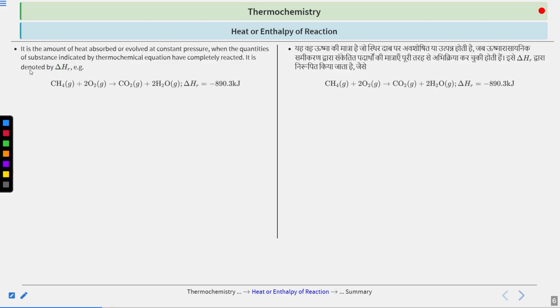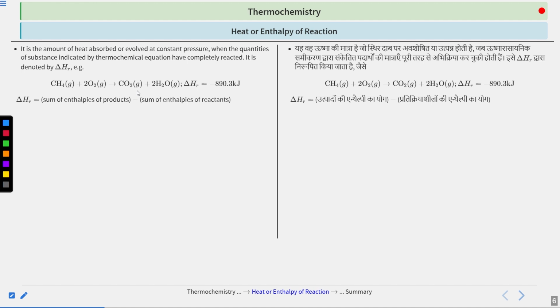This is an example of a thermochemical equation. This terminology, thermochemical equation, is also important. A thermochemical equation is basically a balanced chemical equation with its states mentioned correctly, and at the same time the enthalpy related to that reaction should also be mentioned. Like here, in this case, it is mentioned as minus 890.3 kilojoule. It is nothing but the combustion of methane to give carbon dioxide and water.